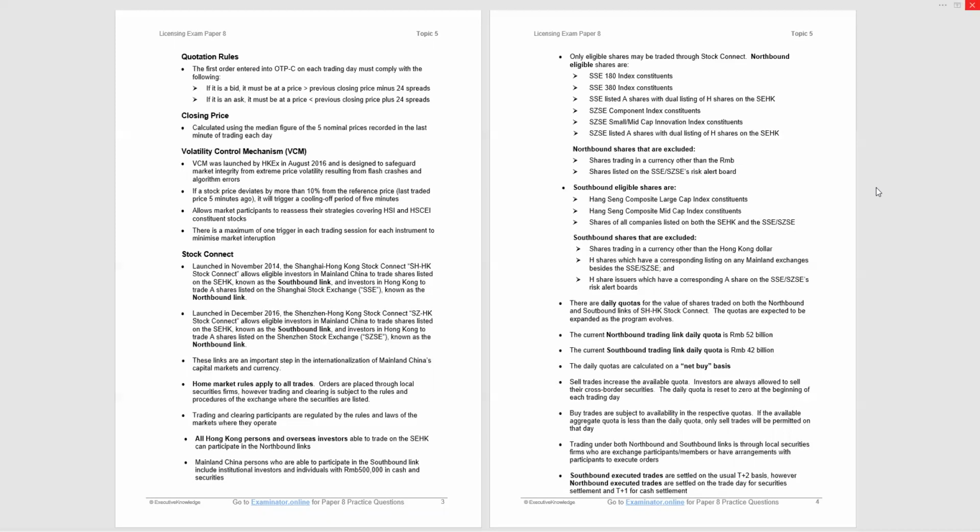Now, the daily quotas are calculated on a net buy basis. What that means is, as the next point says, sell trades increase the available quota. It's the buy trades that use up the quota on a daily basis. So you take the day's buy trades minus the sell trades, and that will give you the available quota for the day, assuming it's below the 2 daily quotas.